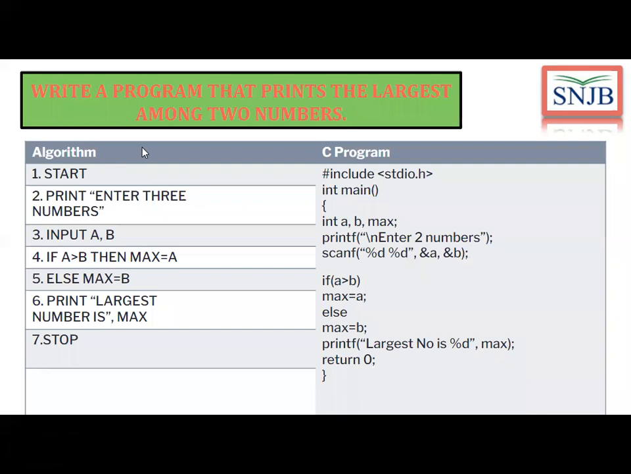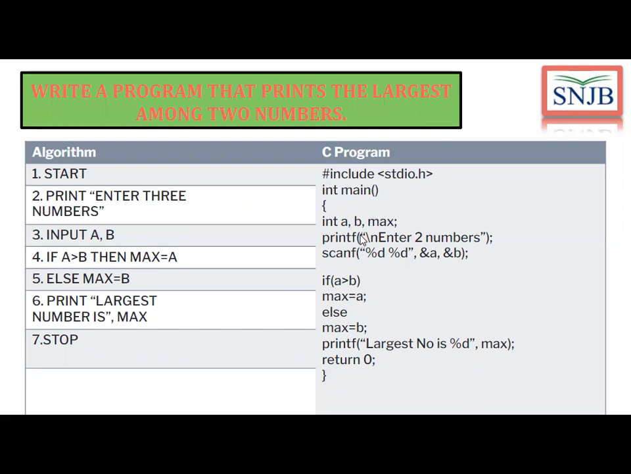Now here, suppose we have to write a program that will print the largest among the two numbers. Now here we have to take the input of two numbers, that is A and B, and we will check for the condition that whether A is greater than B or not. If A is greater than B, then max will be A, else max will be B. And we have to print the largest number as max. Now, how will we write it in a program?